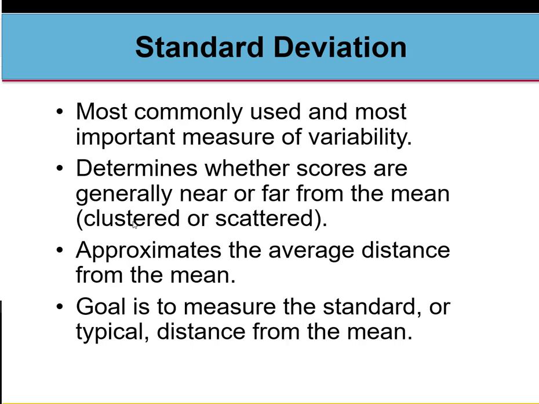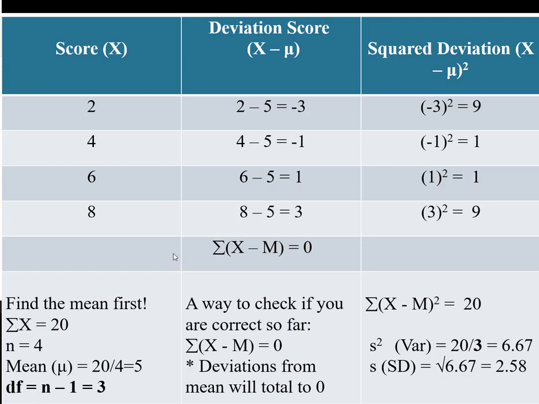Okay, so standard deviation is the most commonly used and most important measure of variability. It determines whether the scores are generally near or far from the mean, if they're clustered or if they're scattered. It works just the same as the variance because it is the square root of the variance. It approximates the average distance from the mean, and the goal is to measure the standard or typical distance from the mean. And how do we do that? Here's a little formula. These are my scores. Let me add them up and divide by 4 to figure out the mean. If I add these up, I get 20.